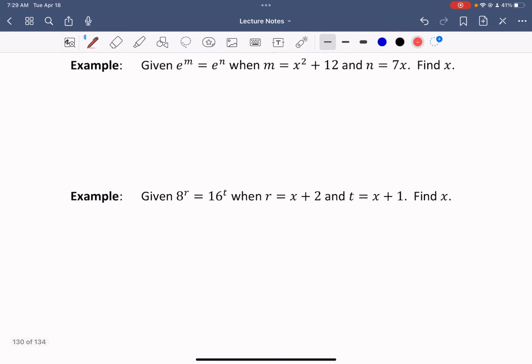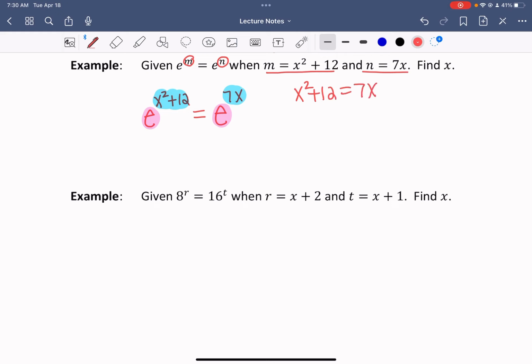And so we're going to have to set this up to start with. So they said that m is equal to x squared plus 12. So it means I have e to the x squared plus 12 equal to n, and they're defining n to be 7x. So I'll say e to the 7x. So you can see from this format here that I am definitely in that same situation. Both are base e's, so they're the same base. So I'm just going to set these exponents equal. So I'll say x squared plus 12 is equal to 7x.